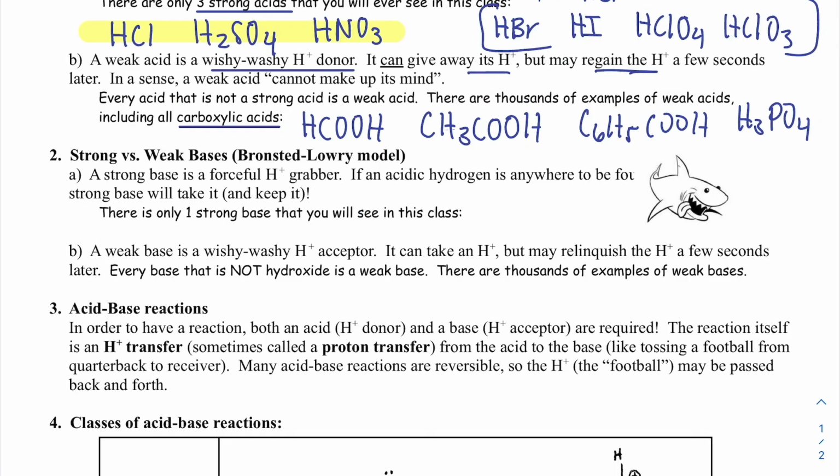Now on to strong versus weak bases. A strong base, much like a strong acid, just in reverse, is a forceful proton grabber. If an acidic hydrogen is anywhere to be found near the strong base, it will take it. It's like a shark eating anything in its path. There is only one strong base that we will look at in this class, and that is hydroxide, OH-. Again, the energetics dictates that this is a strong base. When it has a proton attached, it becomes water, and this, as you know, is very low in potential energy, and thus more stable than the base form.